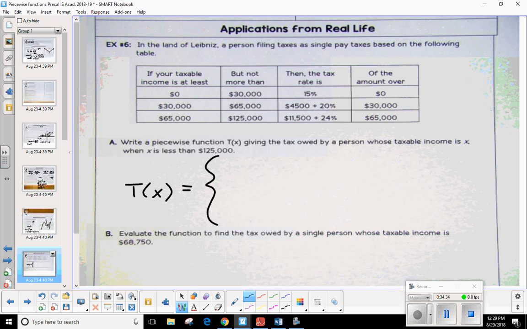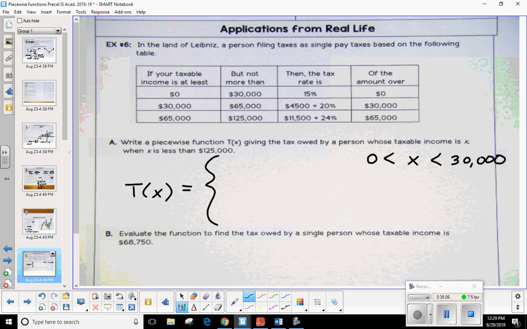Let's go with the top row. So what's my first interval? What's the first set that this function is going to belong to? Like the money that's taxable. It's between 0 and 30,000. So that's its subdomain. That's where this function lives. So x is going to be between 0 and $30,000. Do I have equality?